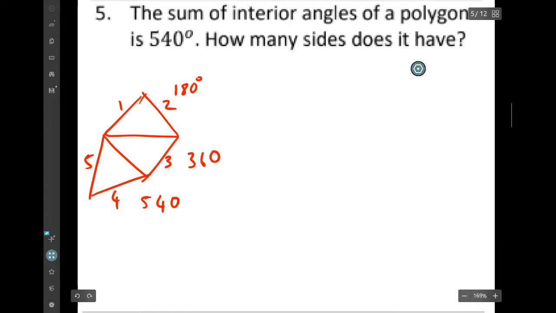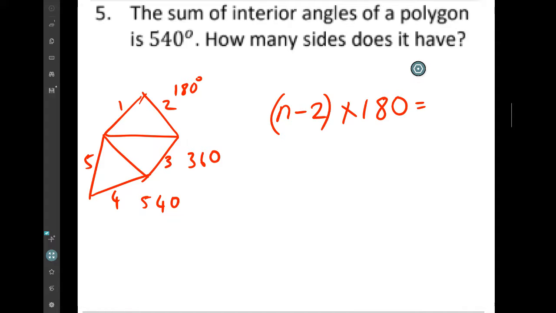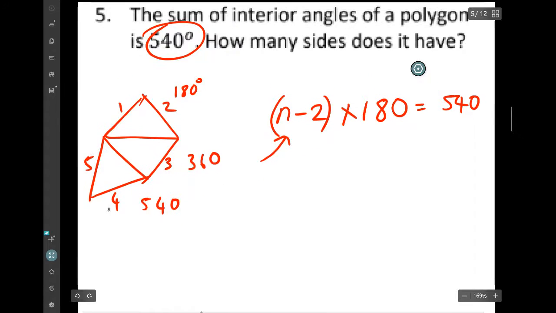Now another way to do this is to use the formula that we did in our lessons. So n minus 2 times 180 equals the sum of the interior angles. So n is the number of sides. Now you're told that the sum is equal to 540. So let's solve this, and we should get 5 as our answer.